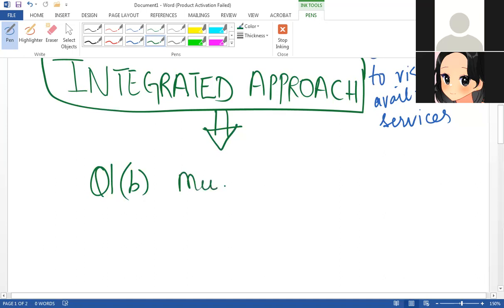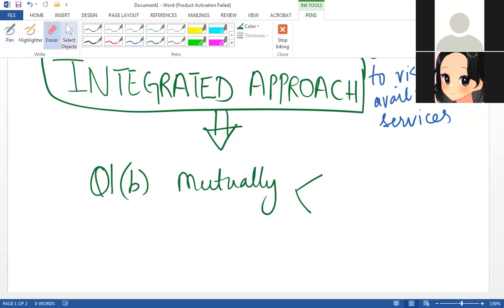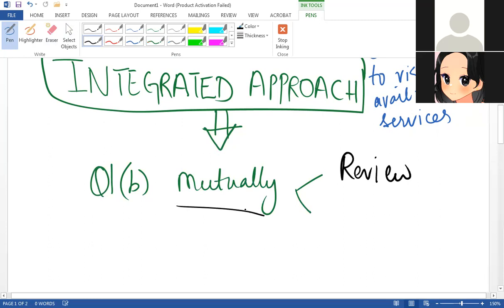Integrated approach means what? Mutually, between the review and the advertisement, comparatively, in conjunction, side by side. Mutually means side by side. You have to compare and contrast the review and the advertisement side by side.